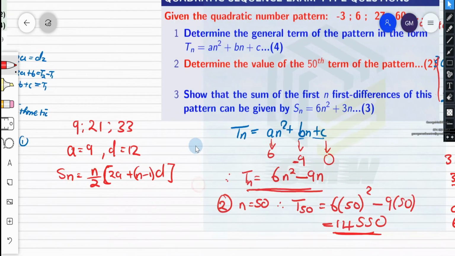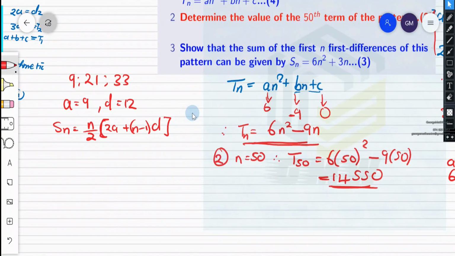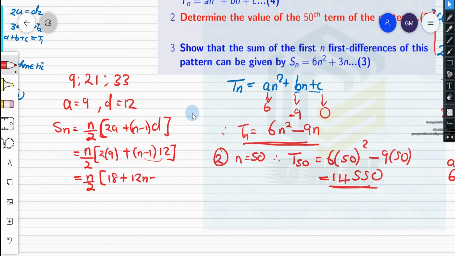Now my job here is to substitute a and d. Now this is equal to n over 2. Wherever there is a, I'm going to put 9, then plus n minus 1, my n remains, my 1 remains, my d is 12. If we simplify further, we have n over 2, 18 here, plus I multiply everything by 12, so I'll get 12n minus 12. In the end, it simplifies to n over 2. Then here I write 12n, then 18 minus 12, my answer is positive 6.